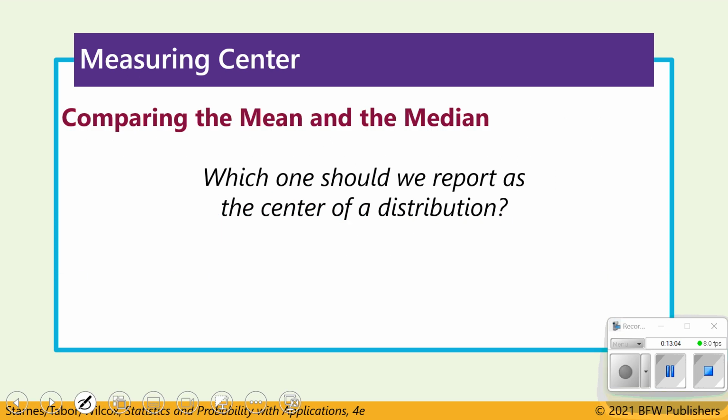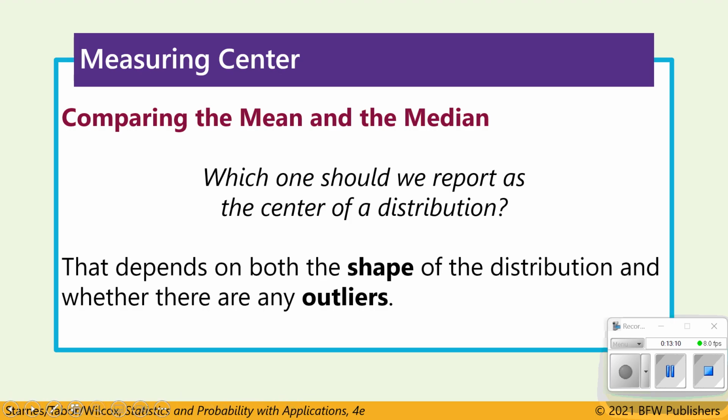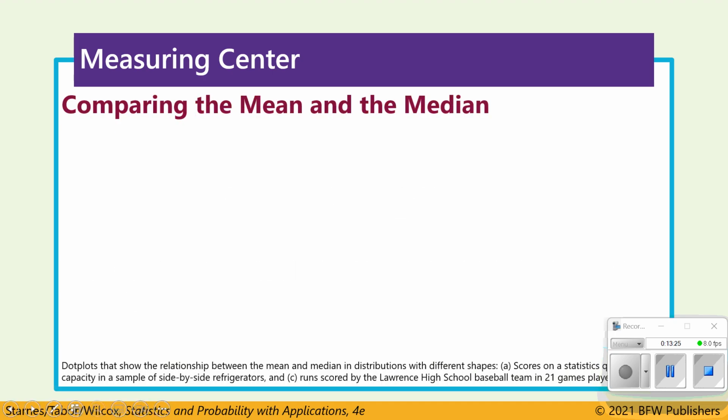So comparing the mean and the median, which one should we report as the center of distribution? Well, that kind of depends on the shape of the distribution and whether we have any outliers, because the shape is definitely going to change which one we use, and outliers is for sure going to depend on which one we use.